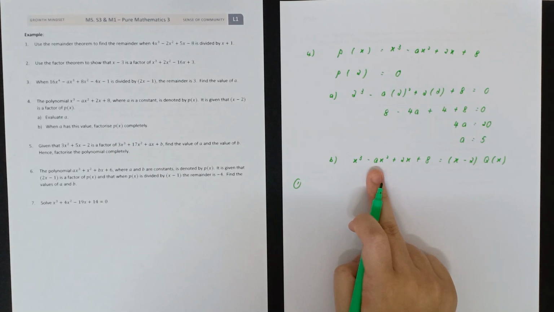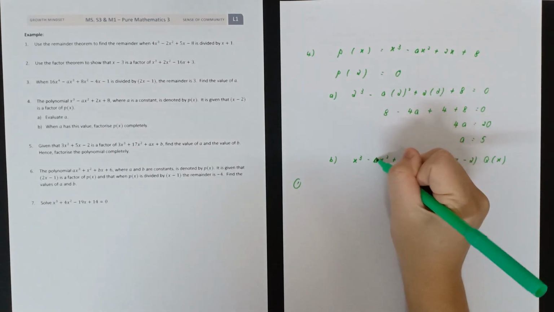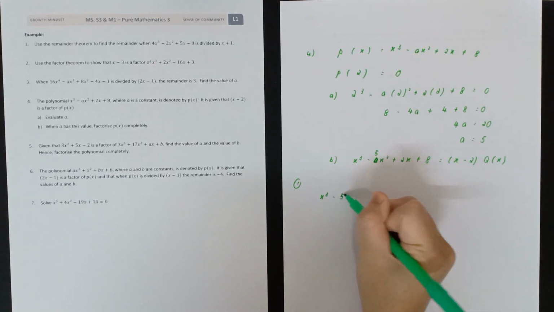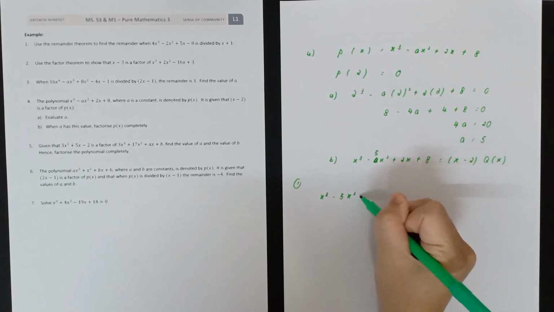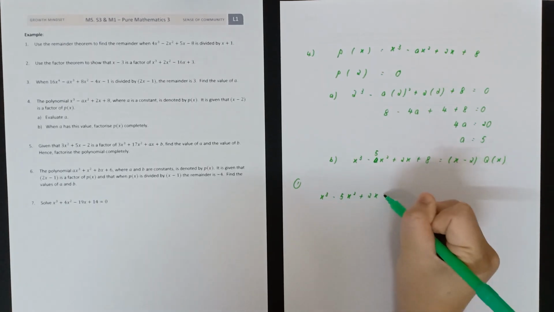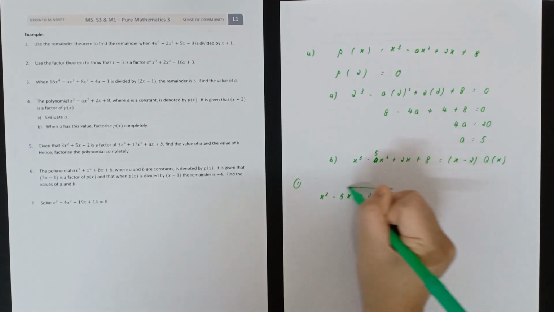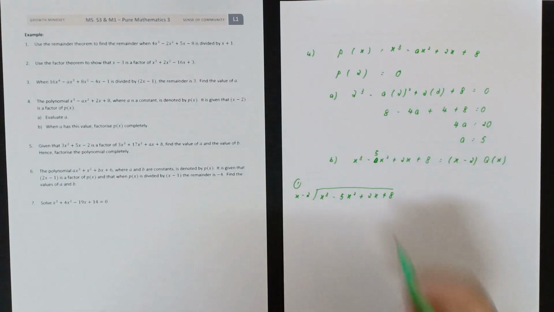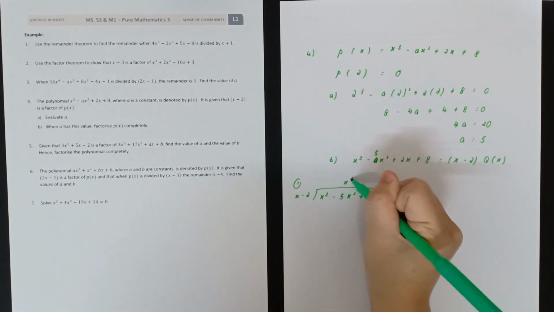Okay, so you already know that the a here is 5, right? So we can write 5 already. So meaning x cubed minus 5x squared plus 2x plus 8 divided by x minus 2. Okay, so I'll do the revision like how we do normally.